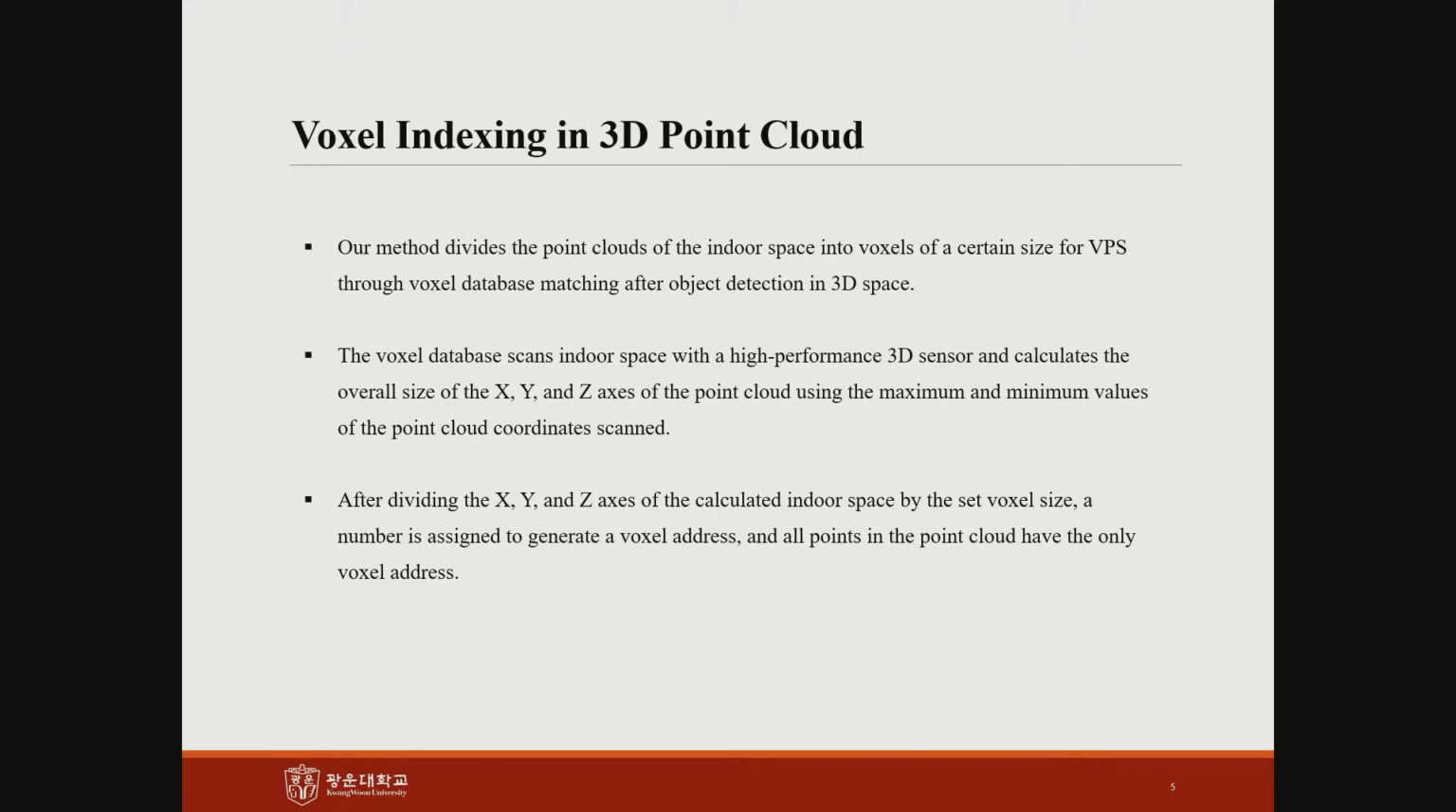After dividing the X, Y, and Z axes of the calculated indoor space by the set voxel size, a number is assigned to generate a voxel address, and all points in the point cloud have unique voxel addresses.